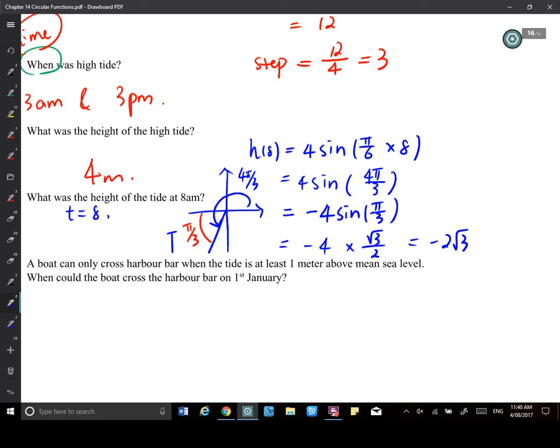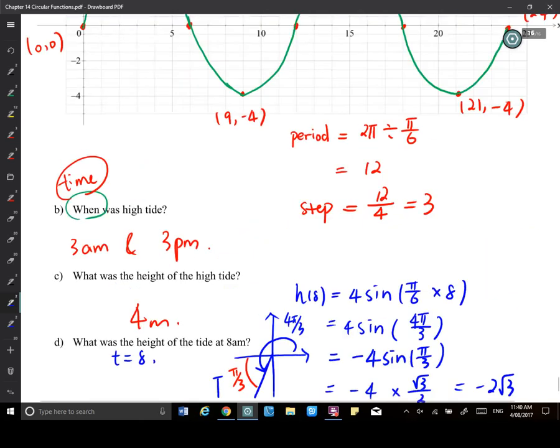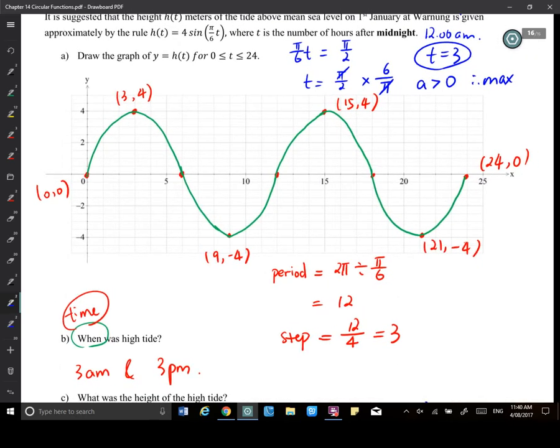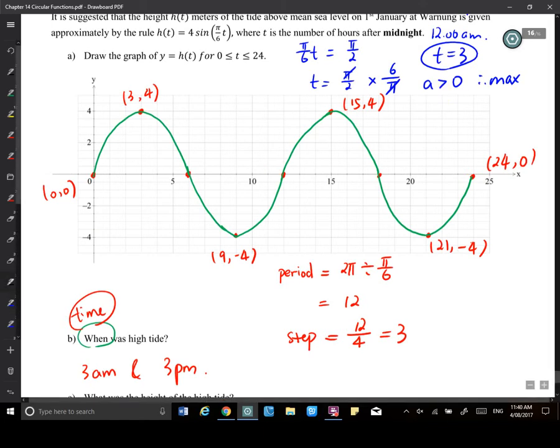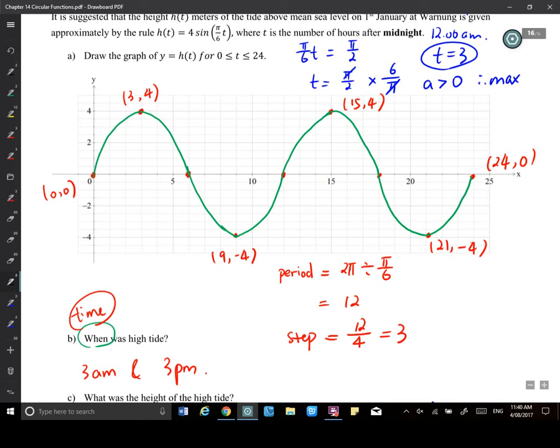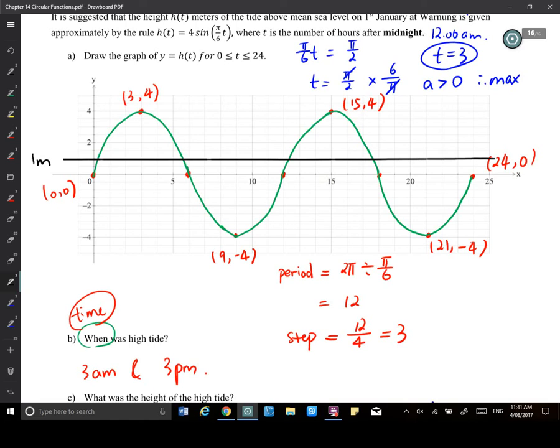Alright, next one. A boat can only cross the harbor bar when the tide is at least 1 meter above the mean sea level. When could the boat cross the harbor bar on 1st of January? So let's have a look at this diagram. That actually indicates the height of the tide at all times. So I want the height for 1, that is 1 meter.